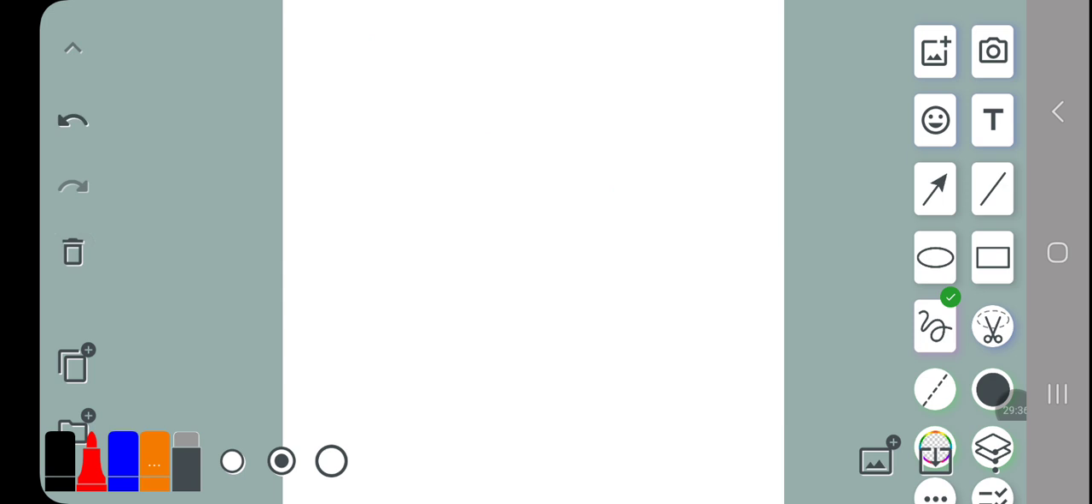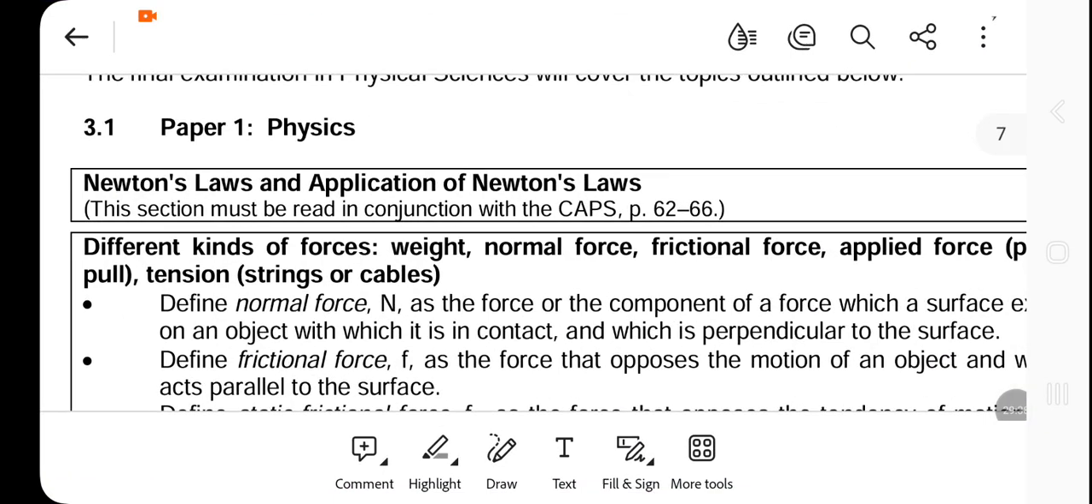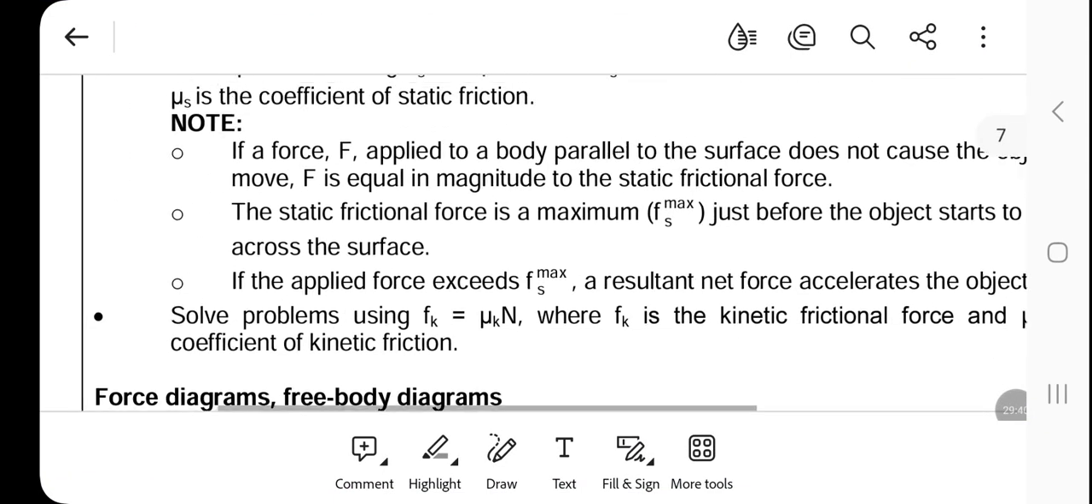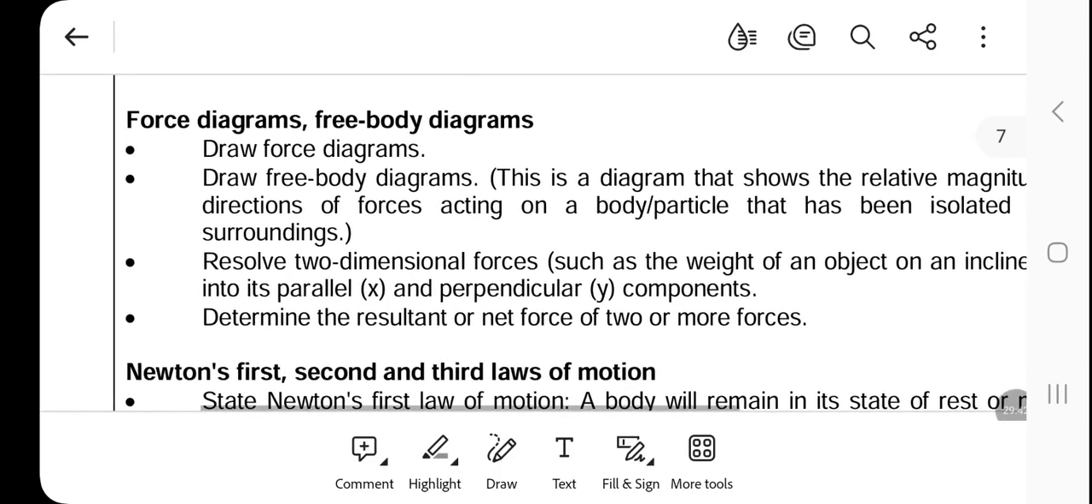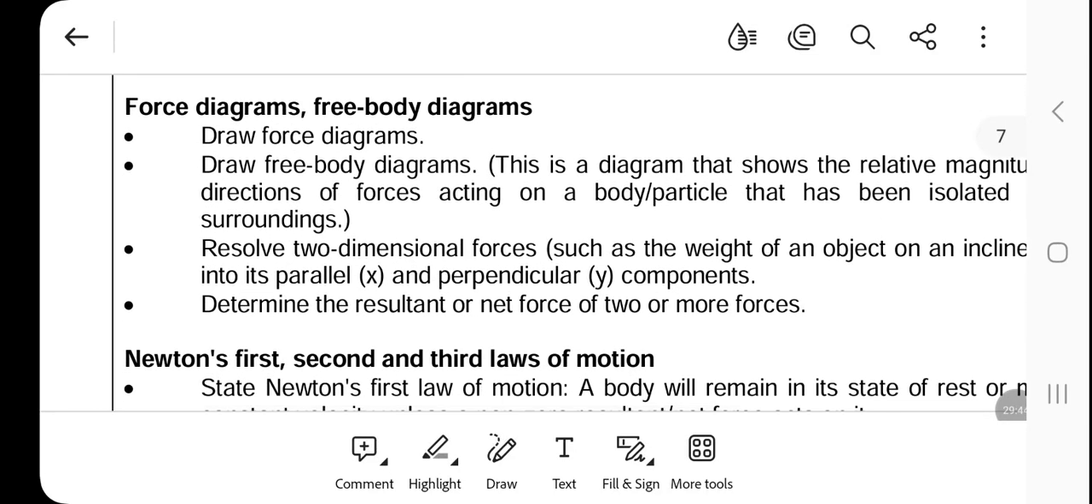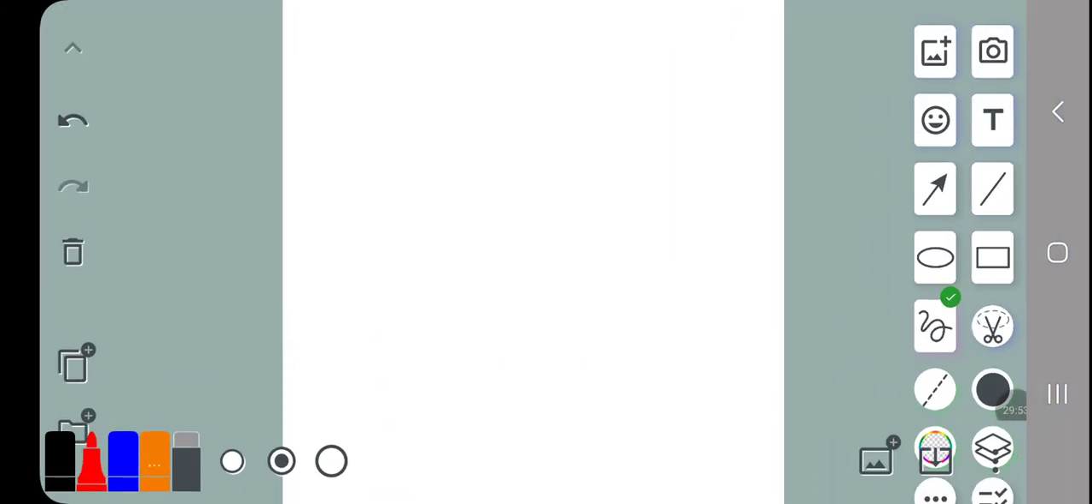Okay, let's go to free body diagrams now, guys. Force diagrams, free body diagrams. Here they say, according to the syllabus, draw force diagrams. Then they say draw free body diagrams. So I'll give you an example, guys.